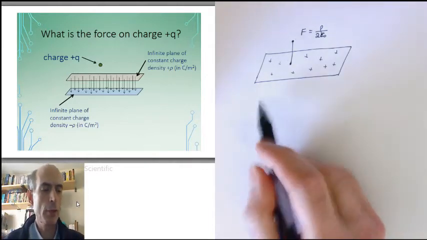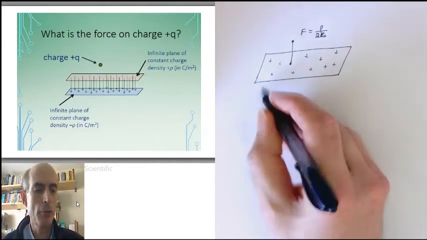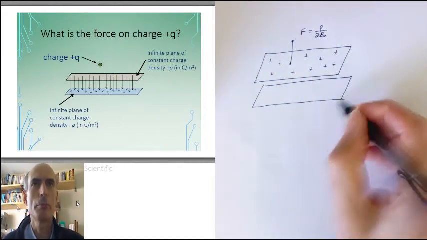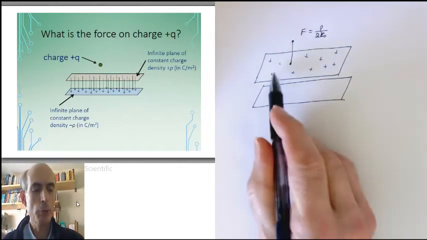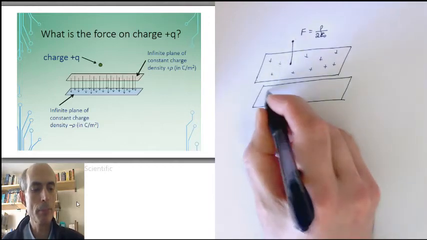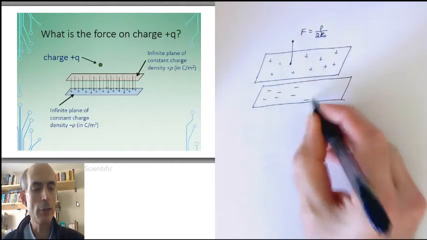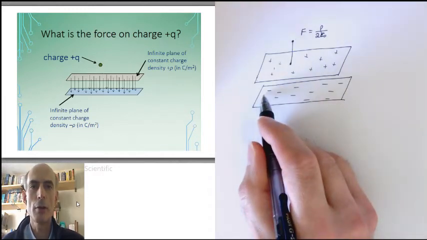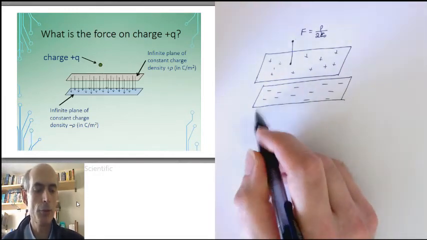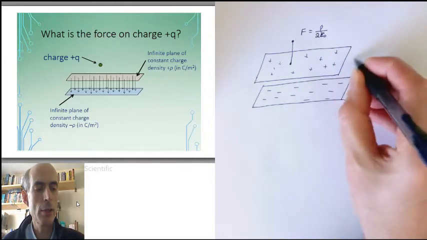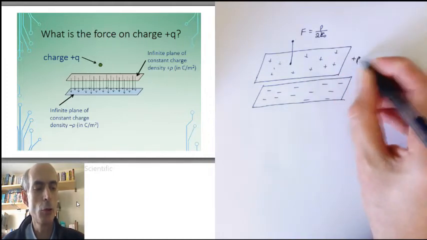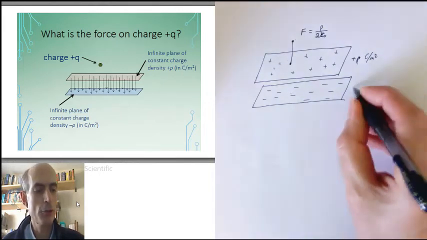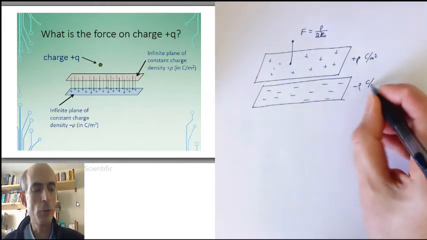What happens if we have two plates? Both infinite plates. One has a positive charge density and the other one has a negative charge density. And the two charge densities are equal in the sense that this charge density is plus rho coulombs per meter squared and this plate has a charge density of minus rho coulombs per meter squared.